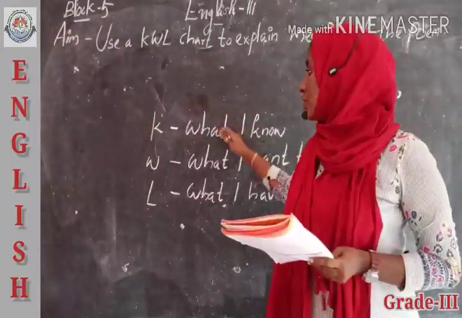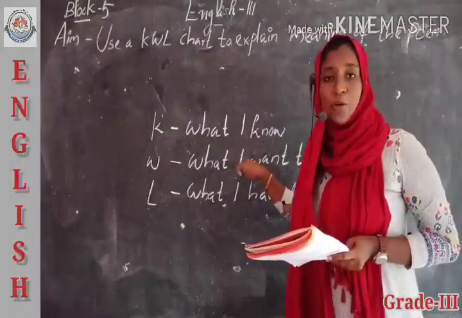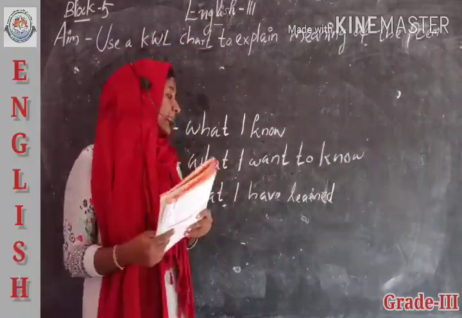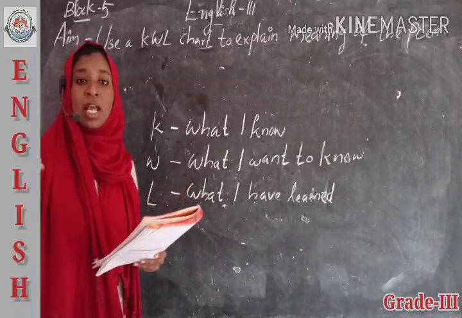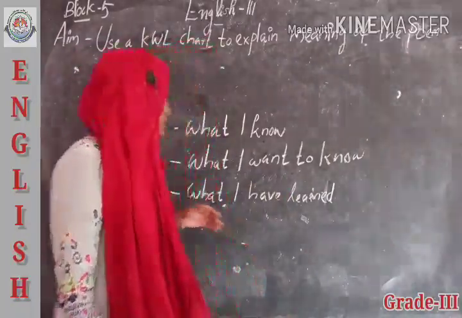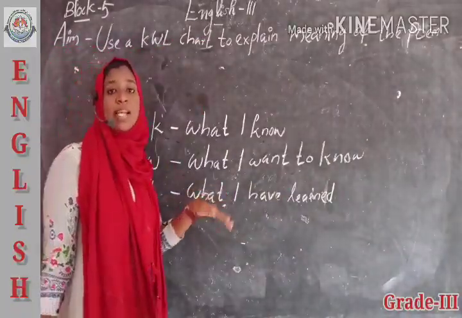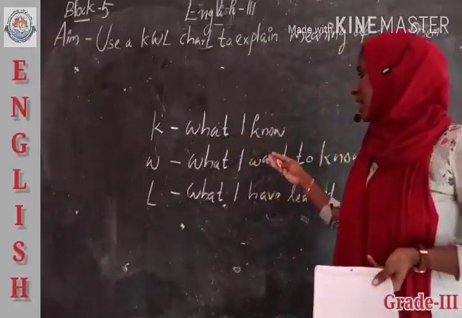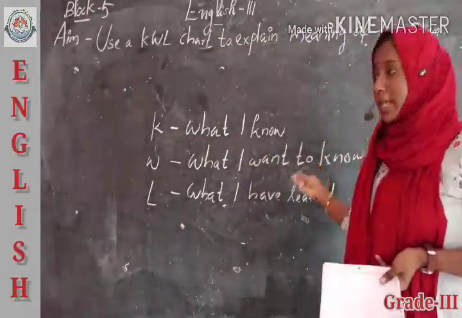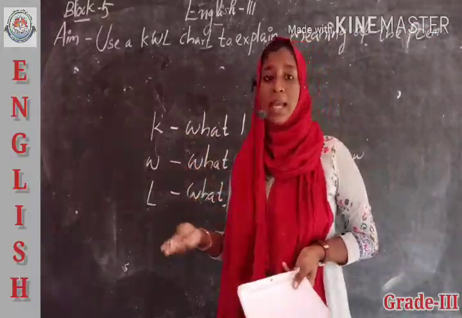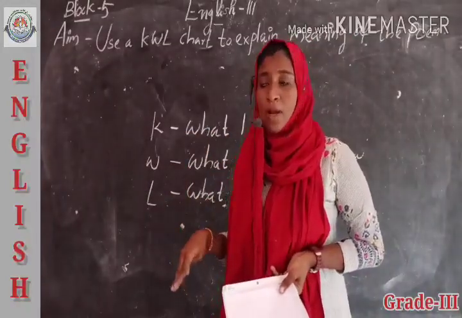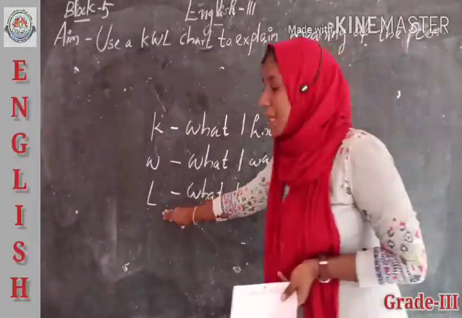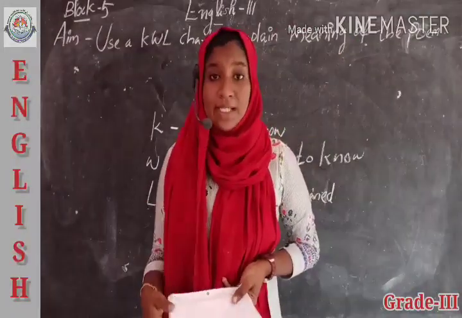So, these 2 parts, K and W, we can write before going to that poem, and this part we can write after completing that poem. That means what I have learned we write after completing our poem, and what I know and what I want to know, that means K and W parts, we can write before going to that poem, and the L part we can write after completing that poem.